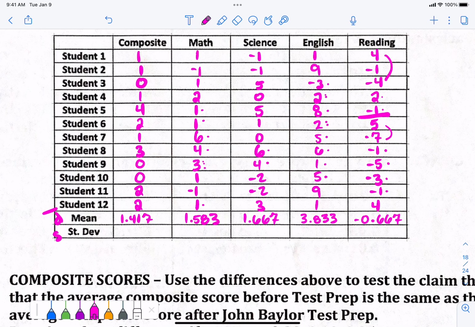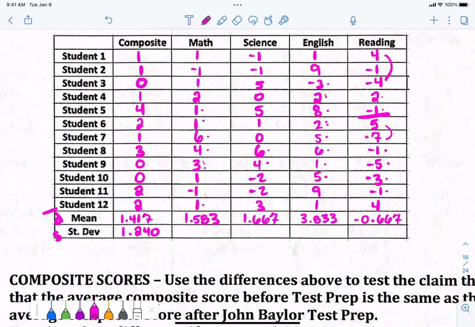Okay, standard deviation. 1.4, yep, that's true. 1.240. There's that one. Okay, write that down. Here we go. Clear. We got 1 and -1 and 1 and 2 and 1 and 1 and 6 and 4 and 3 and 1 and -1 and 1.